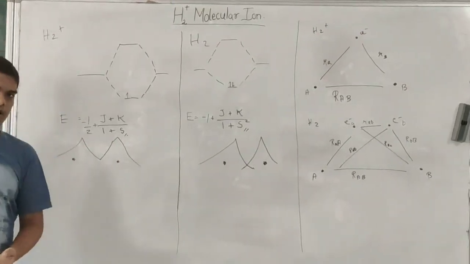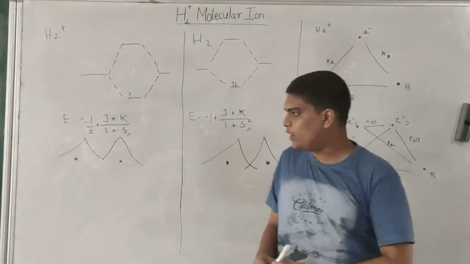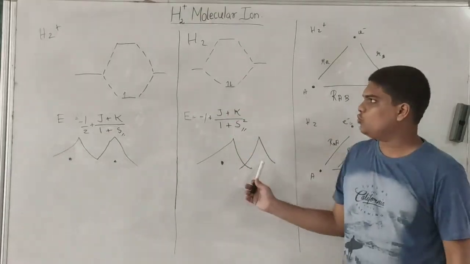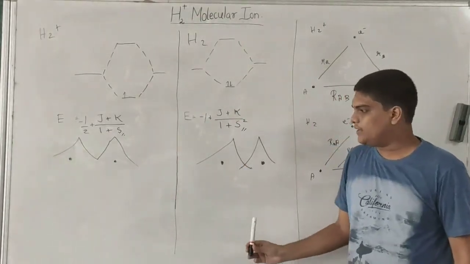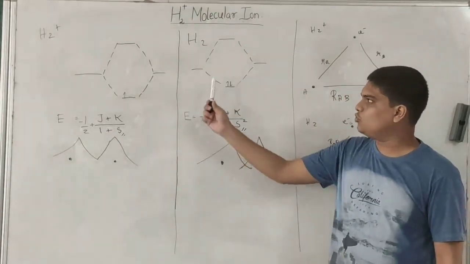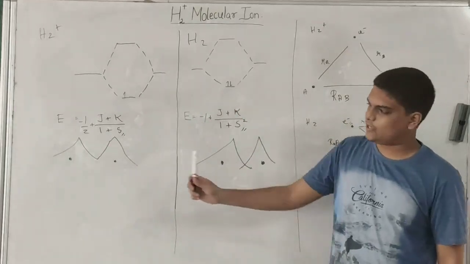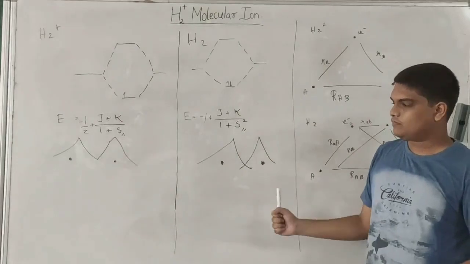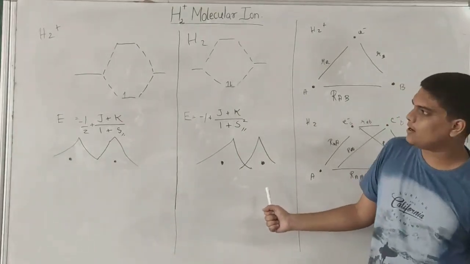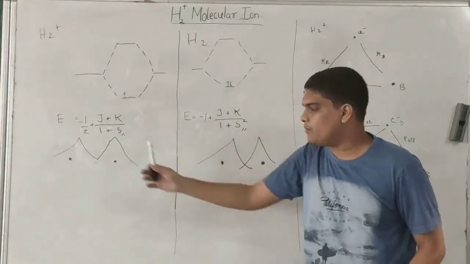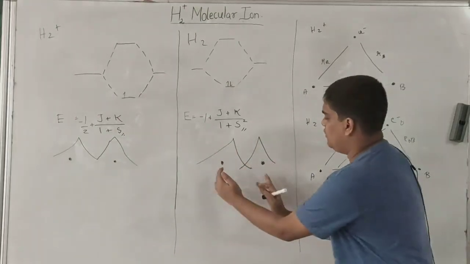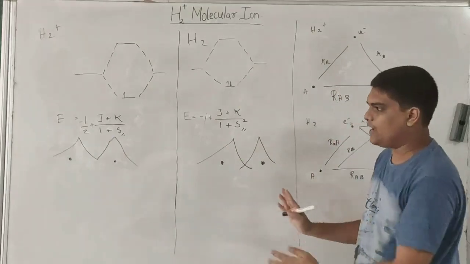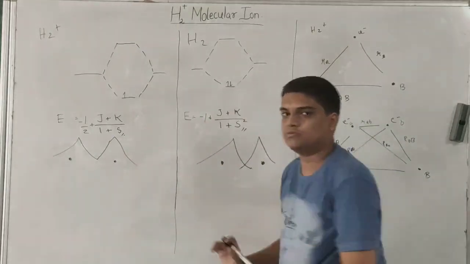Now we will see the overlapping. While we compare the H2 and H2 plus, we can see that the overlapping in the H2 is higher as compared to the H2 plus. So by the overlapping, we can see that the H2 is more stable compared to H2 plus. Why? Because as there is overlapping, the nuclear interaction will be lower and there will be less repulsion as compared to the H2 plus.